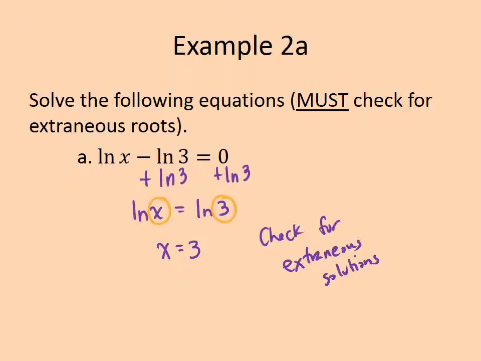That means we must take our value and plug it back into the original equation. As you recall from our domain exercises, you can't take the log of 0 or a negative number. Since x equals 3 does not make this natural log negative or 0, it works. There is no extraneous solution in this situation.